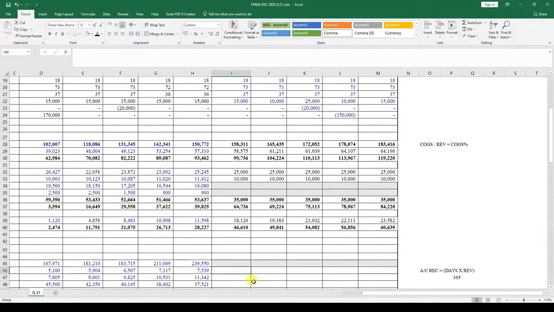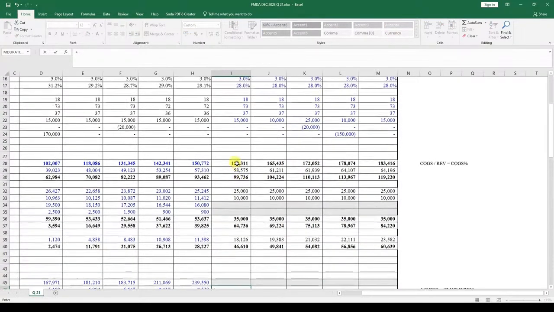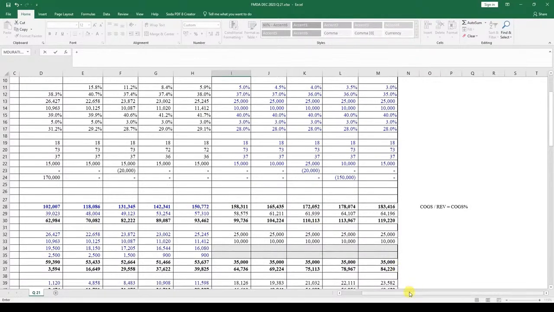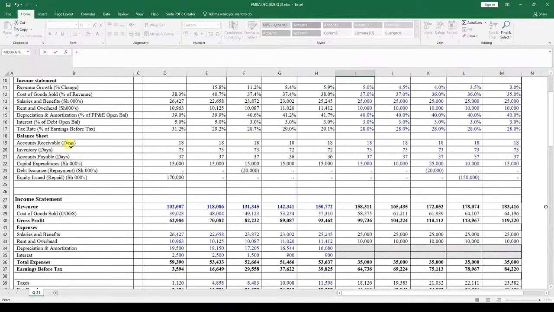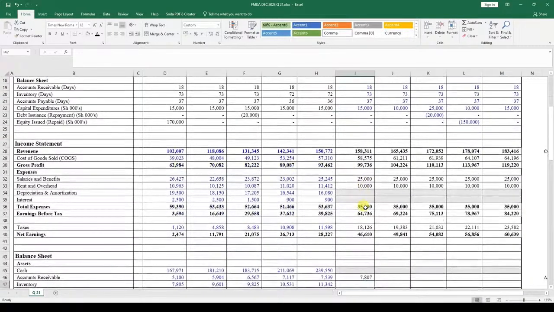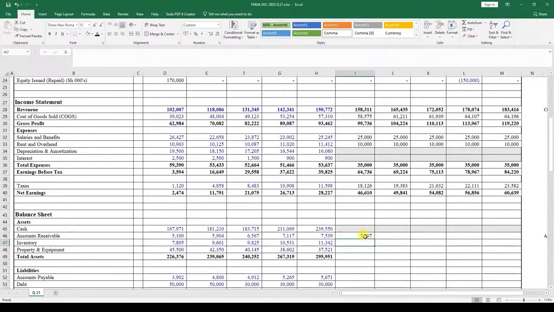We get the days, see where they are, accounts receivable days there, and then we multiply that with the revenue, then we divide over 365, and we have that value given to us there. So Shift Control R, we model that.